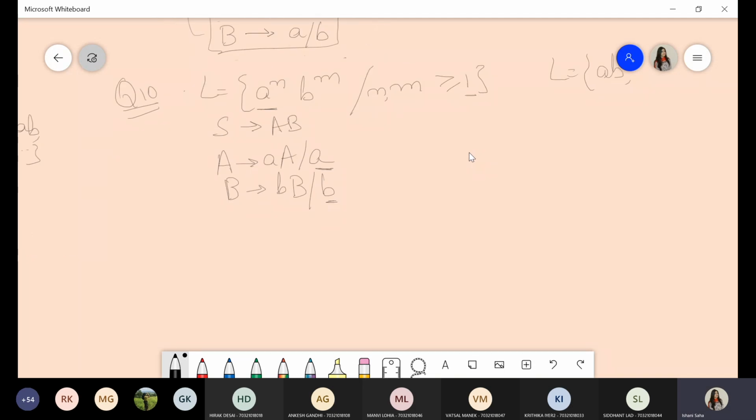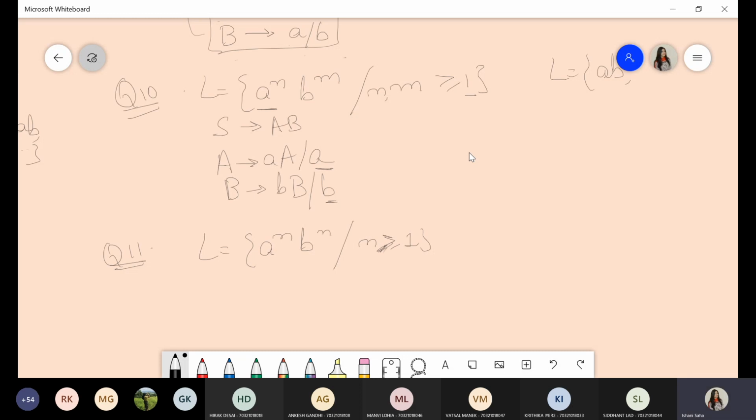Now we'll take this one. If this same question had been greater than or equal to 0, then the same thing would have been there, just epsilon would come here. So I'm not taking that. Instead, I'm going to take the language A^n B^n, where n is greater than or equal to 1.